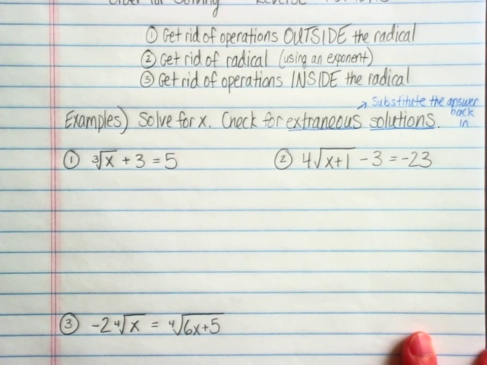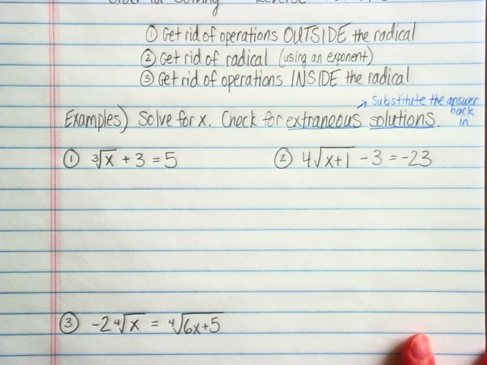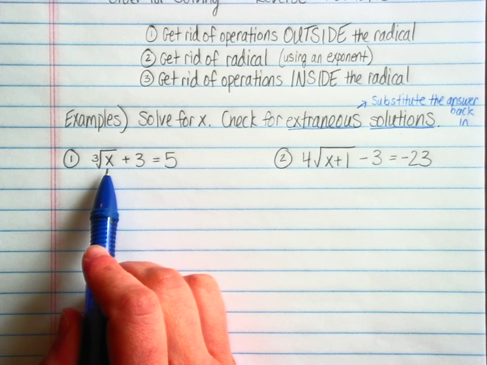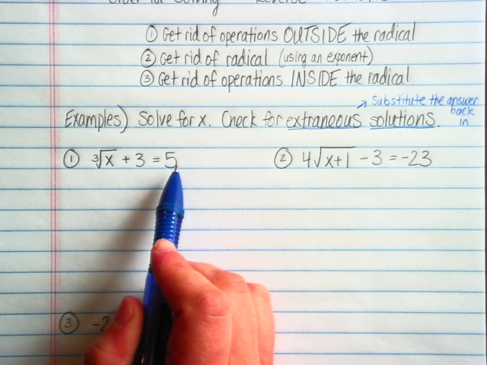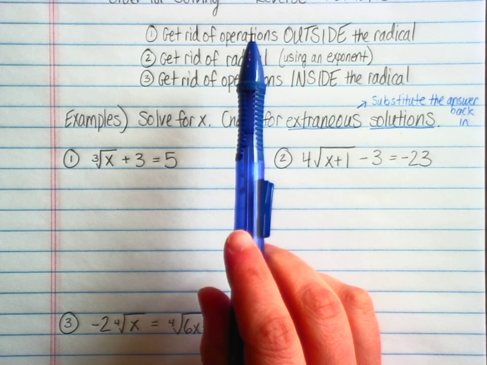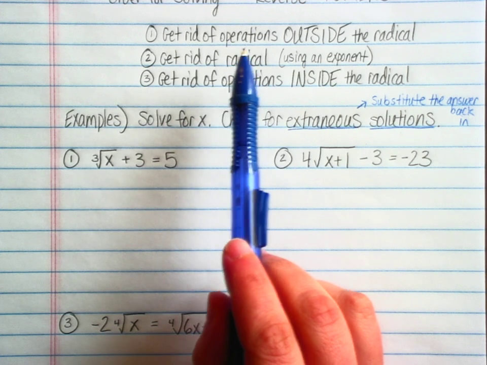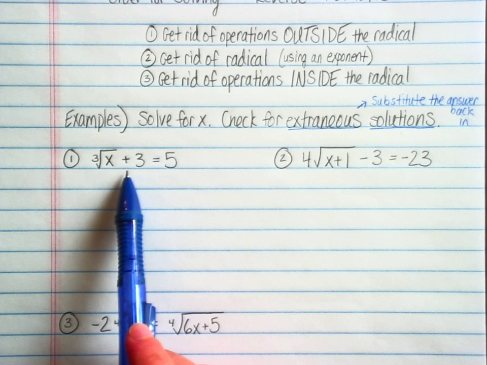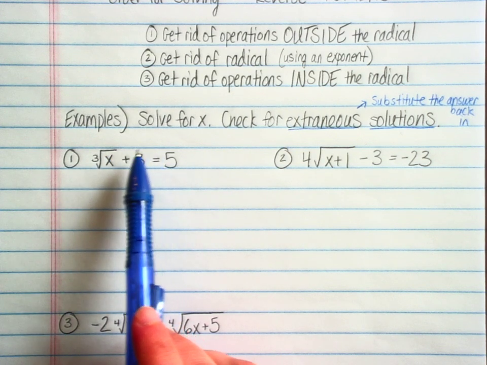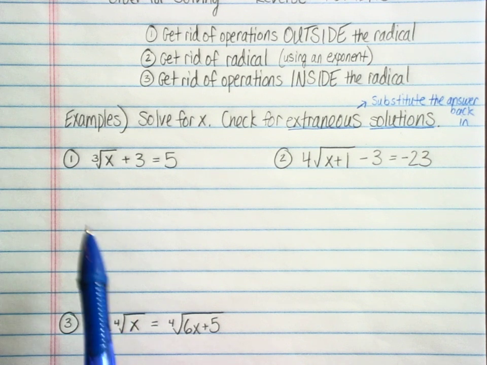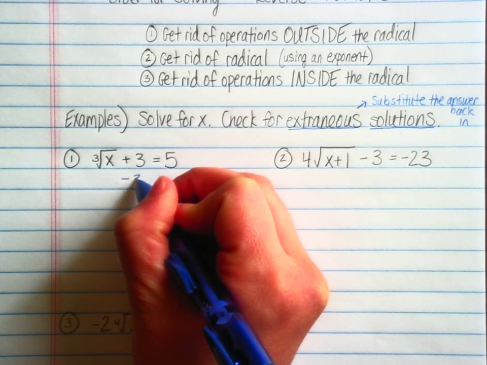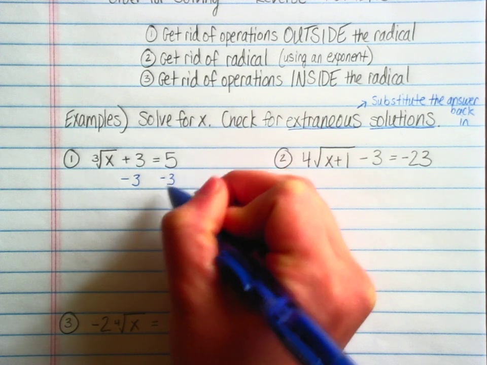Alright, so like I said, we're going to solve for x, and check for extraneous solutions. In number 1, we have the cubed root of x plus 3 equals 5. If you follow the steps we have up here, the first thing we want to do is get rid of operations outside the radical. That means any addition, subtraction, multiplication, or division that's not underneath this bar. That's what we want to get rid of first. The plus 3 is not underneath the bar, so it's outside. So I'm going to subtract 3 and get rid of it first.